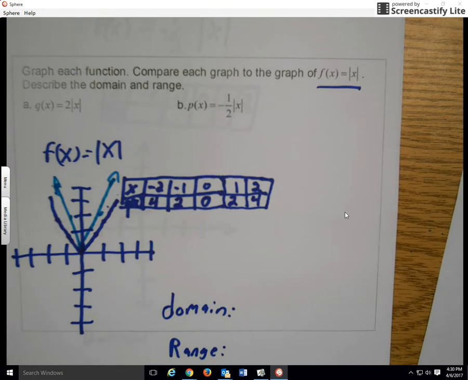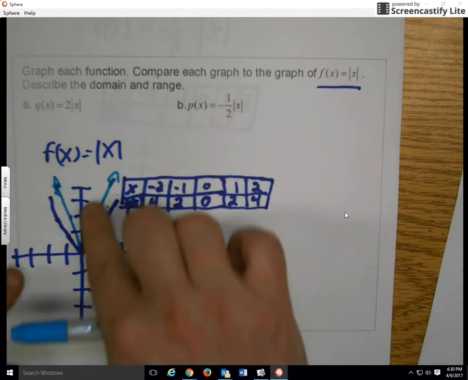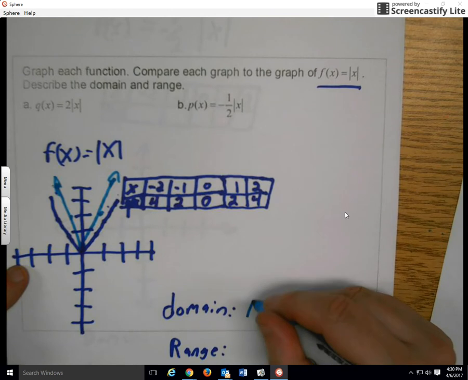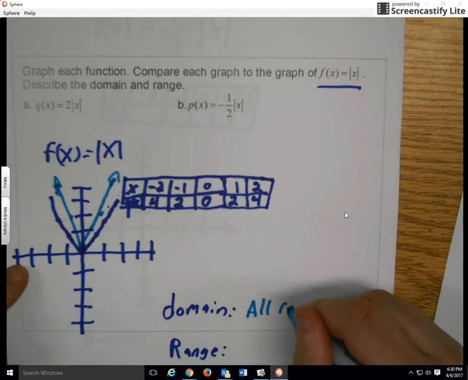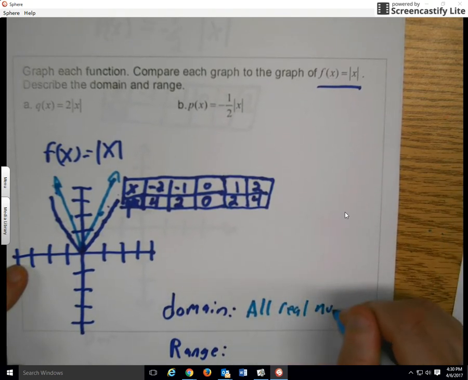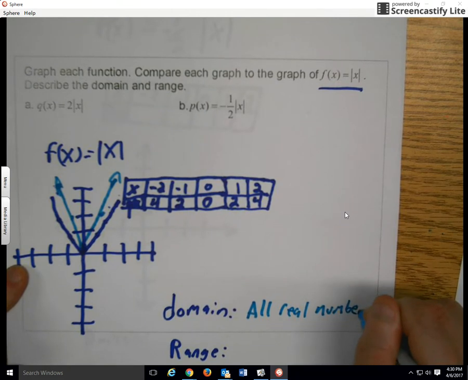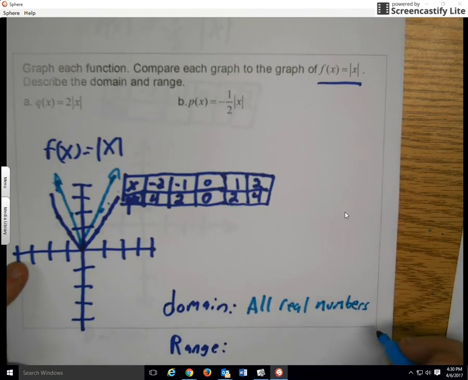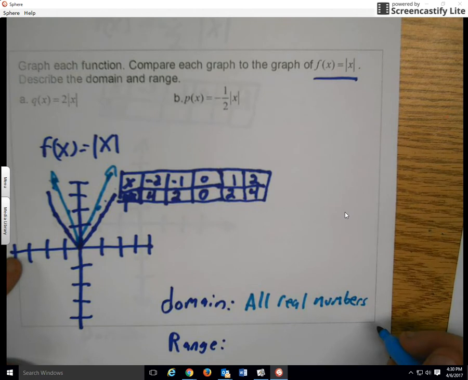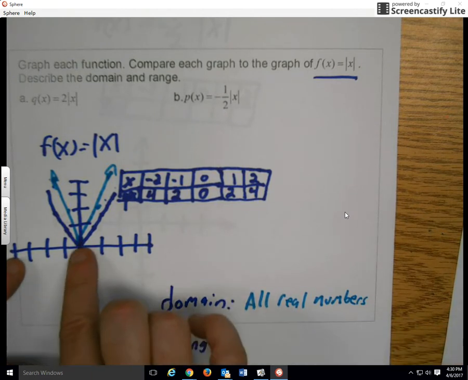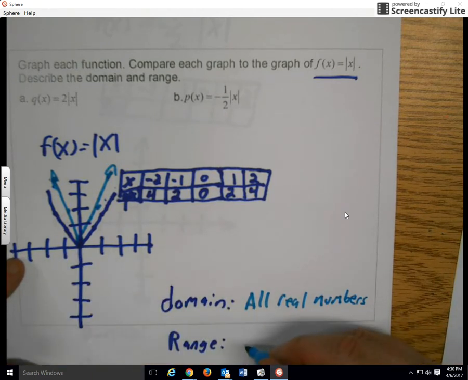So how would I describe the domain and the range? Well, the domain is still going to be all real numbers, right? It's still hitting every x value because this goes on for infinity. So all real numbers. And the range in this case is starting at what? Looks like it's still starting at 0, right? So y would be greater than or equal to 0.